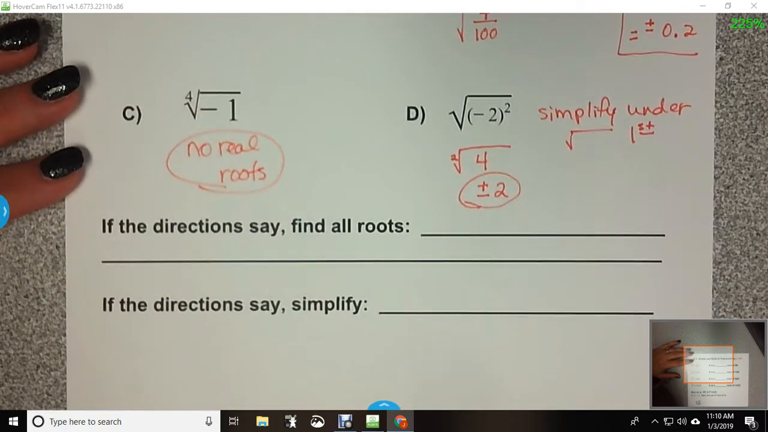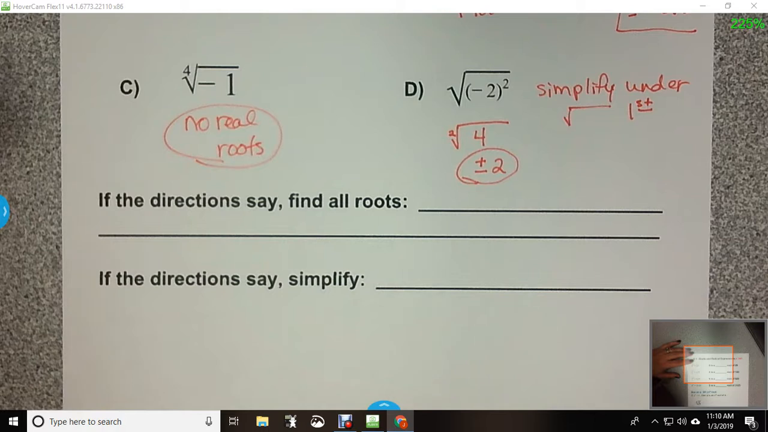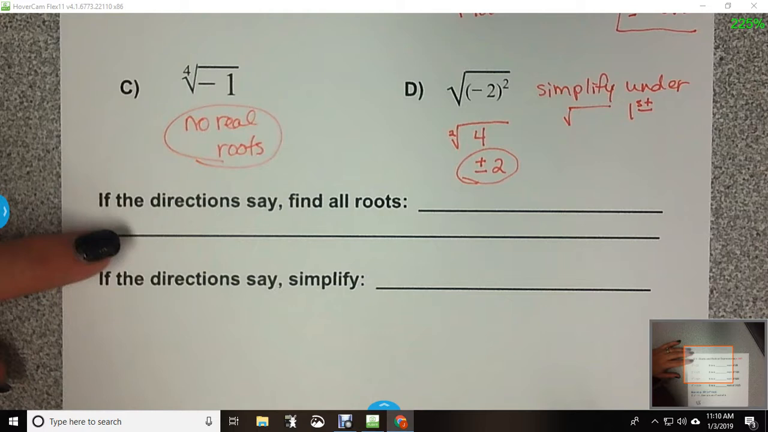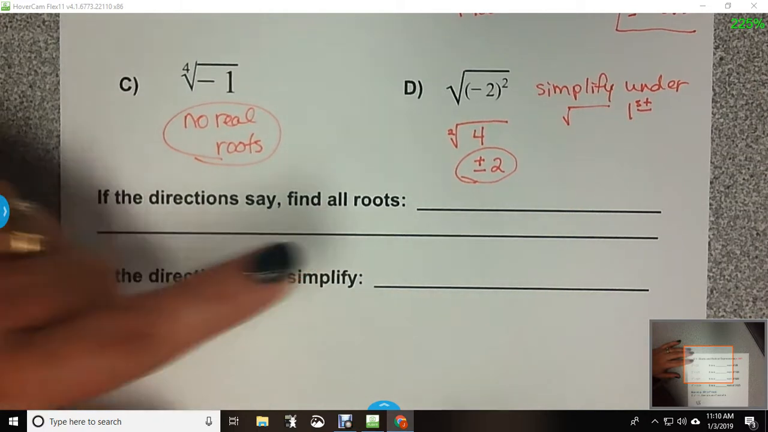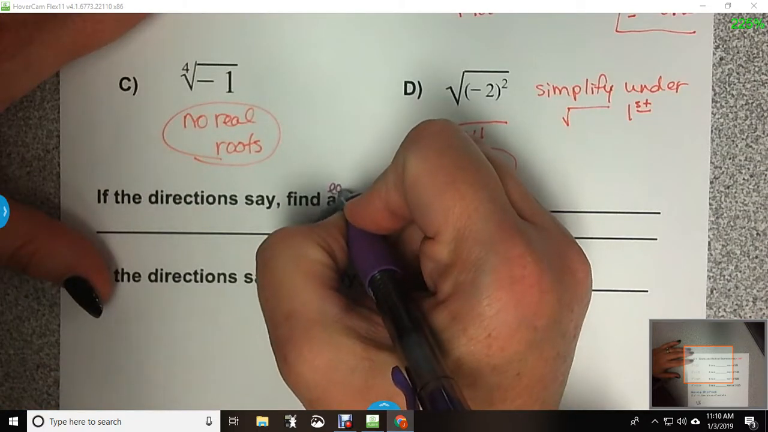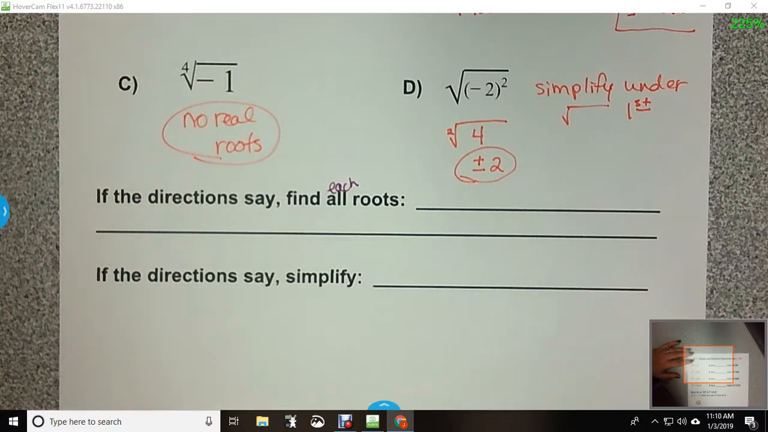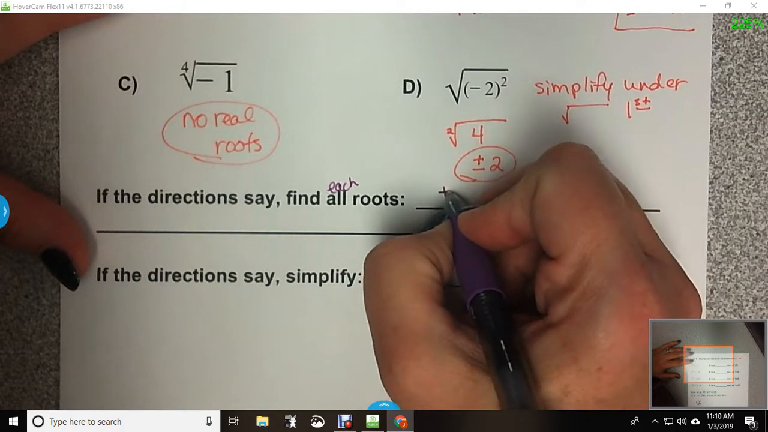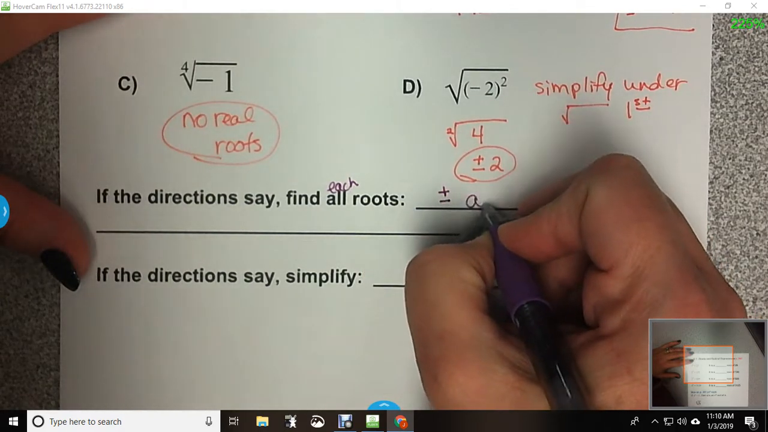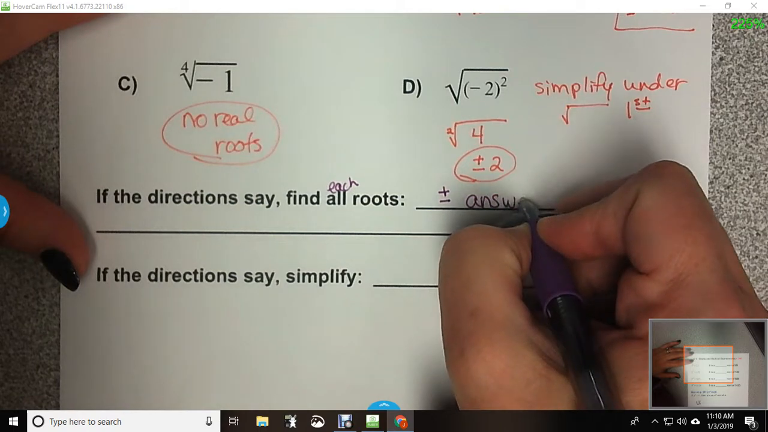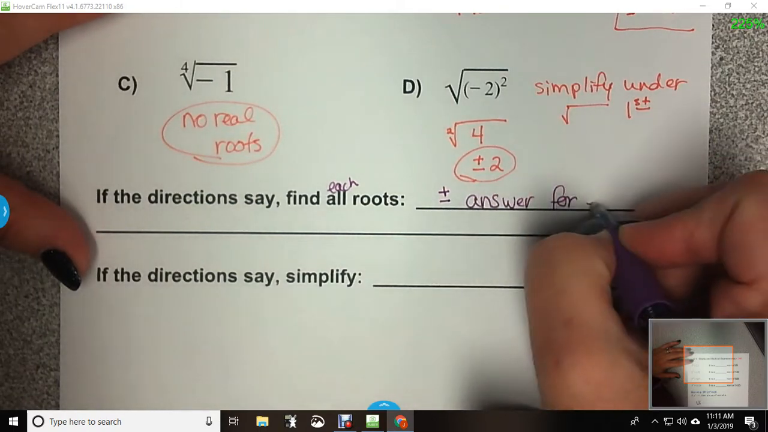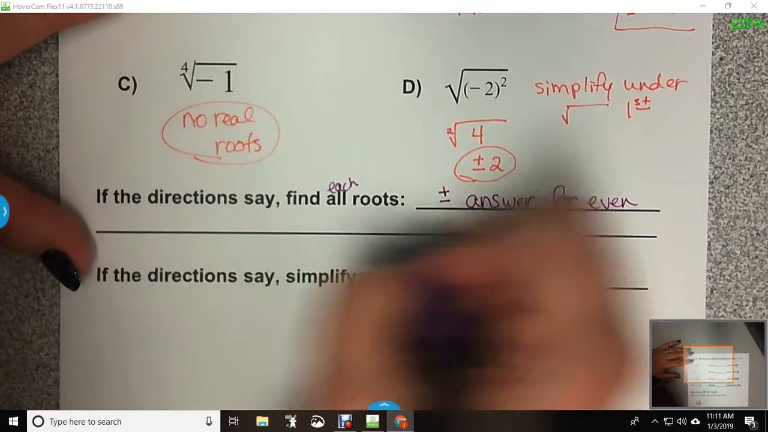All right, and now let's talk about reading the directions and understanding what you're supposed to do. If the directions say find all roots, or it might say find each root. Each and all is the same as far as these directions go. All right, so find all roots. That means you're going to have a plus or minus answer for an even index.